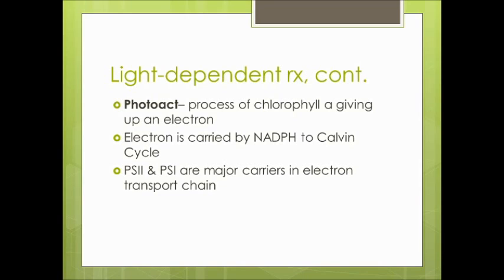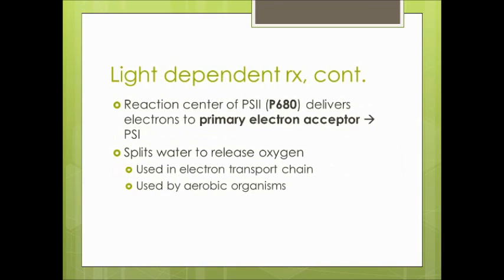When chlorophyll A gives up an electron, that's called a photoact. That electron is then carried by NADPH to the Calvin cycle, which will be our light-independent reaction. So we'll use those electrons later. Photosystem 2 and Photosystem 1. Both Photosystem 1 and 2 are major carriers in the electron transport chain in plants.